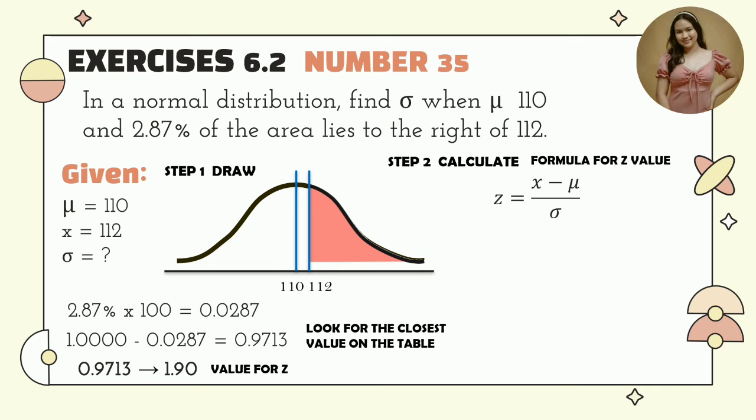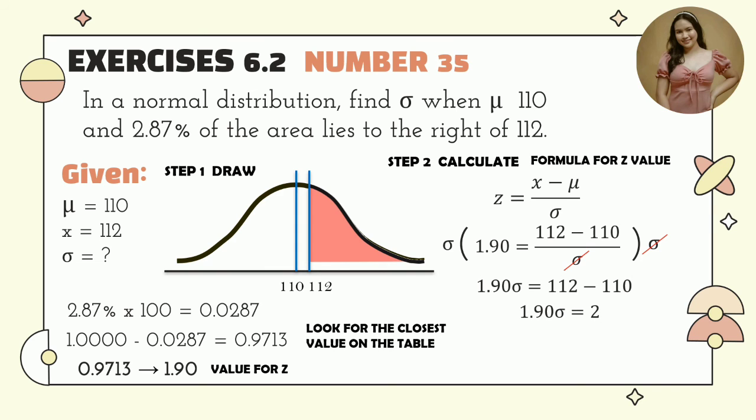And next, we calculate. We use this formula and we substitute our given values. Now we have 1.90 equals 112 minus 110 all over sigma or standard deviation. But we are looking for standard deviation. So, we multiply both sides by sigma. Then we cancel. Now we have 1.90 sigma equals 112 minus 110. Then we subtract. We have 1.90 sigma equals 2. Then we divide both sides by 1.90. Cancel. And now we have standard deviation equals 1.0526.